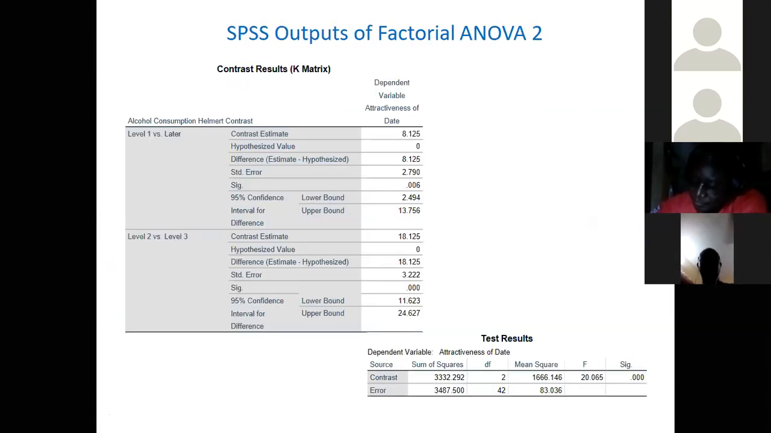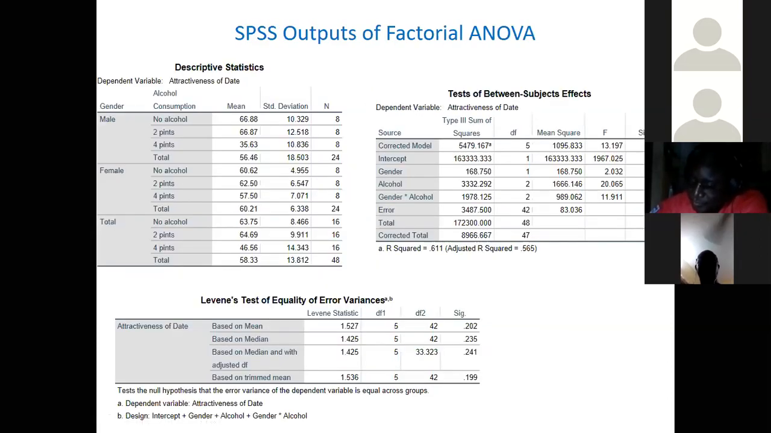I think we'll stop here. Though this one, you can also do contrast or post hoc. But I want to stop here for questions.